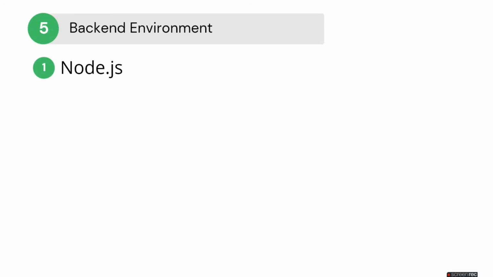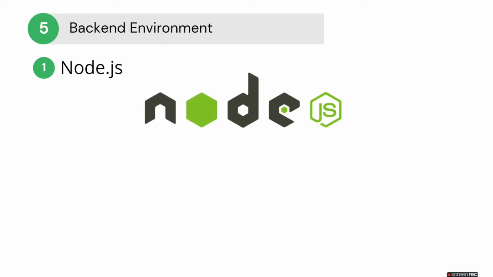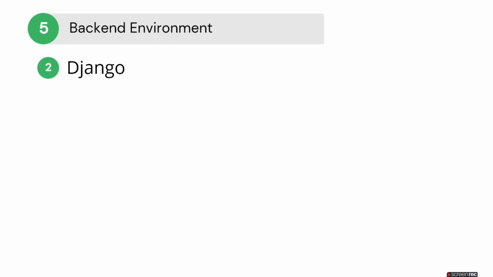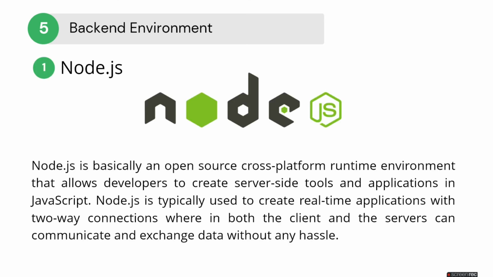Let's move on ahead and look at some of the backend environments. Now the most popularly used environment is Node.js. This is basically an open source cross-platform runtime environment that allows developers to create server-side tools and applications in JavaScript. Node.js is typically used to create real-time applications with two-way connection wherein both the client and servers can communicate and exchange data without any hassle. Now I really recommend you have a basic knowledge of the command line as well. Knowledge of basic commands like npm, that is node package manager, is also essential. So this was a simple overview on Node.js.